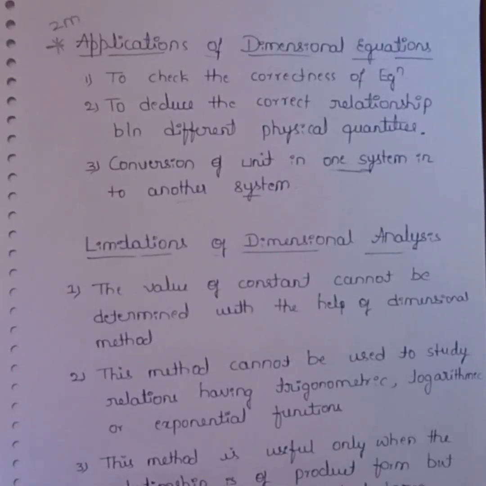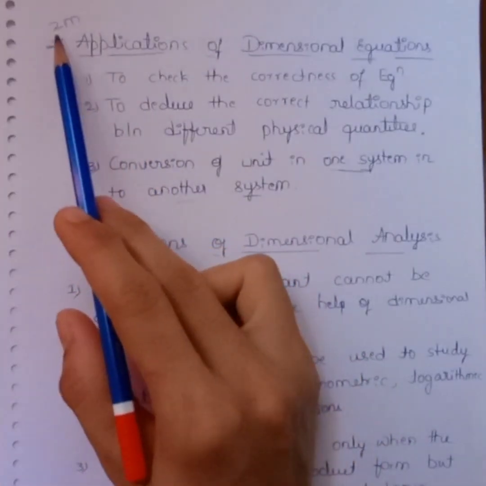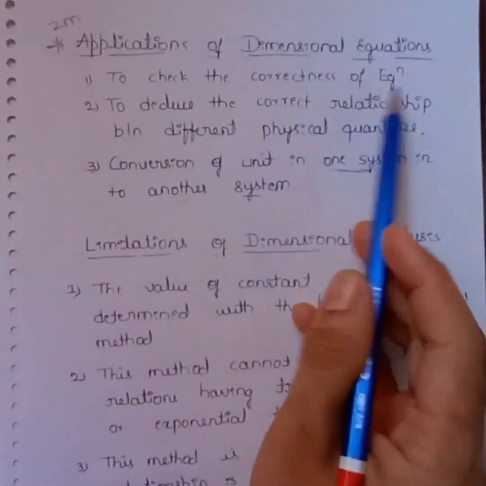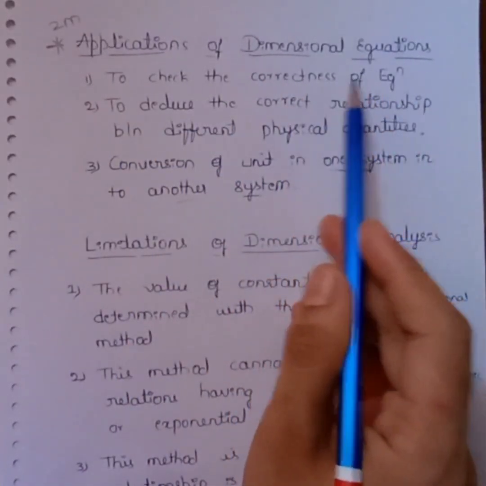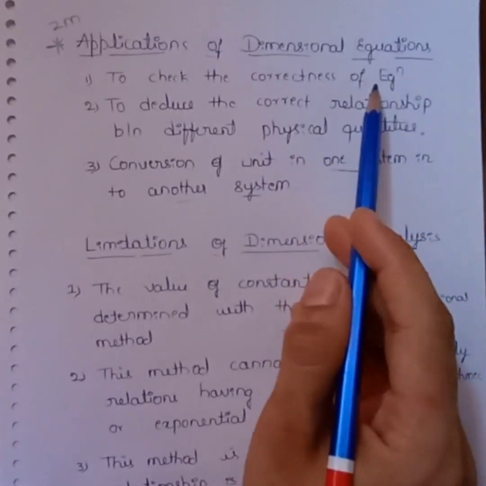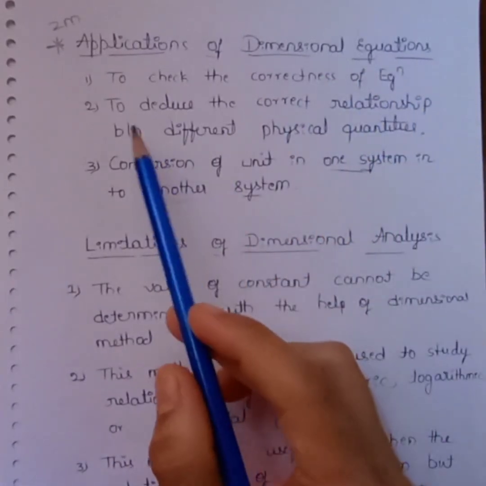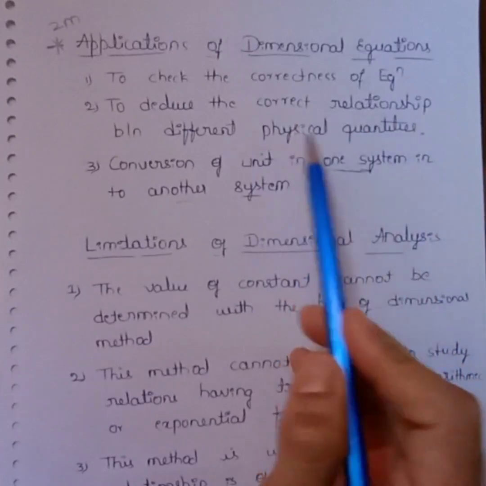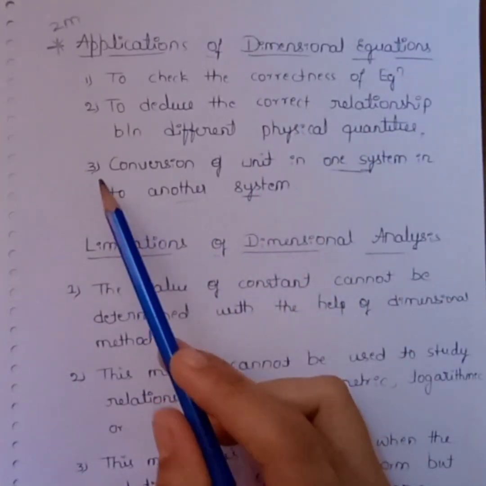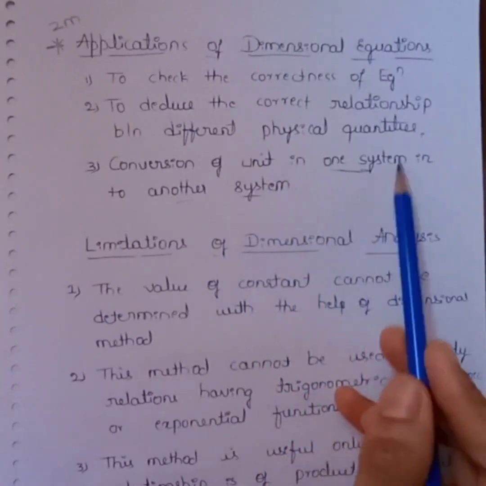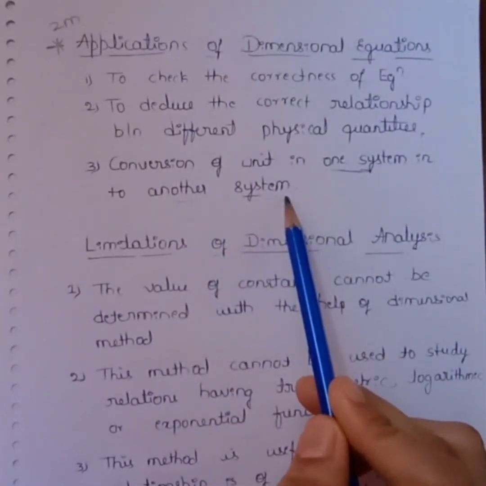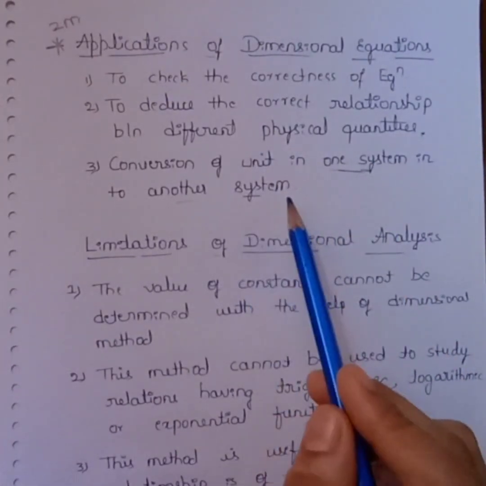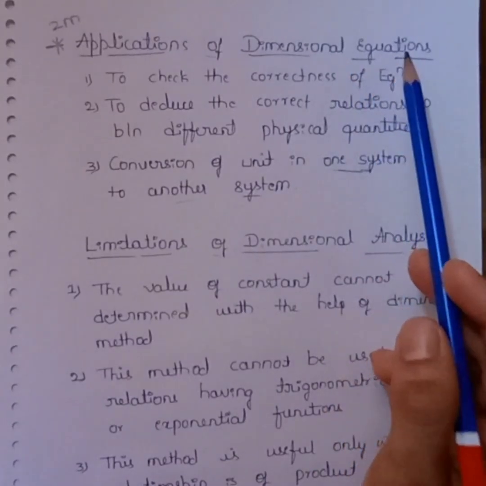Next one is applications of dimensional equations. This one is very important for 2 marks in the final examination. First one, it is to check the correctness of an equation. Whether that equation is correct or not, we have to check. To check that equation, dimensional equation is useful. Second point is to deduce the correct relationship between different physical quantities. Third point, conversion of unit in one system to another system. To convert units in one system to another system, we can use dimensional equation.